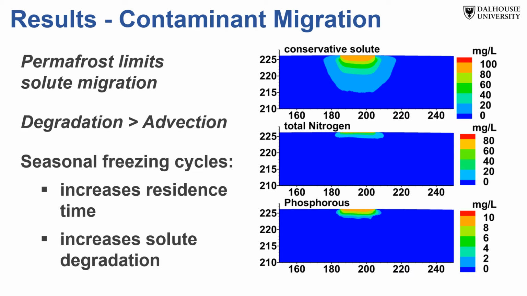Because of those slow groundwater fluxes, the degradation rate rivals the advective flux of the contaminant, resulting in minimal horizontal migration of the reactive contaminant nitrogen in these simulations. The phosphorus plume is also much less persistent than the conservative solute, as most of that mass is adsorbed during the active layer transport. Both nitrogen and phosphorus plumes range in depths from 2 to 3 meters below the base of the lagoon, coinciding with the base of the active layer.